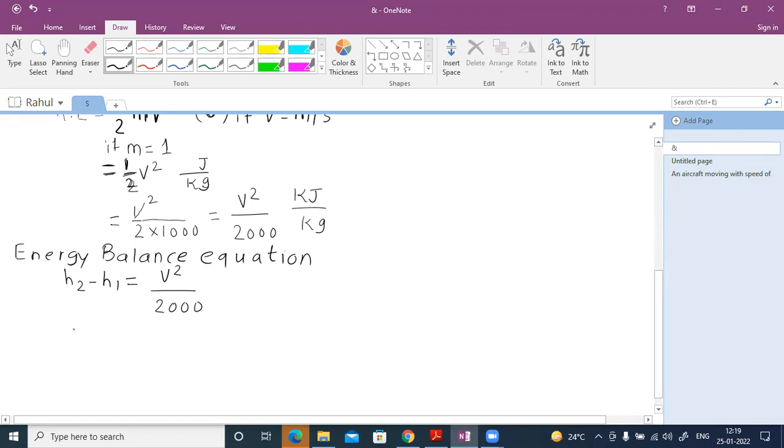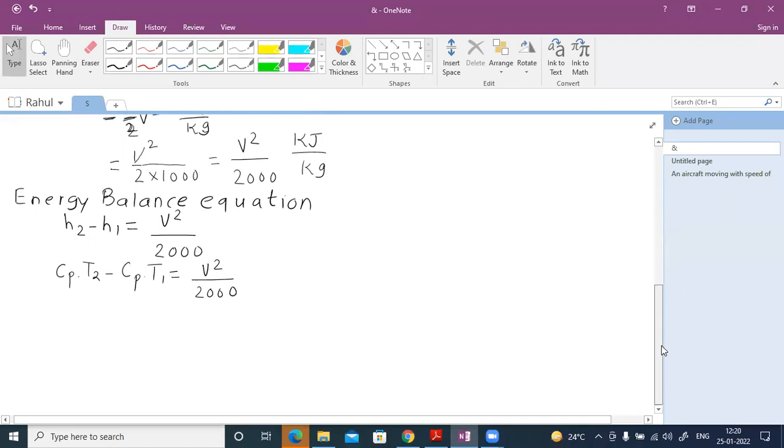Now you know how to write enthalpy. Enthalpy is nothing but Cp into T. Similarly, H1 is Cp into T1. So Cp into (T2 minus T1) is given by V square divided by 2000. How to write enthalpy? Enthalpy is simply Cp into T.